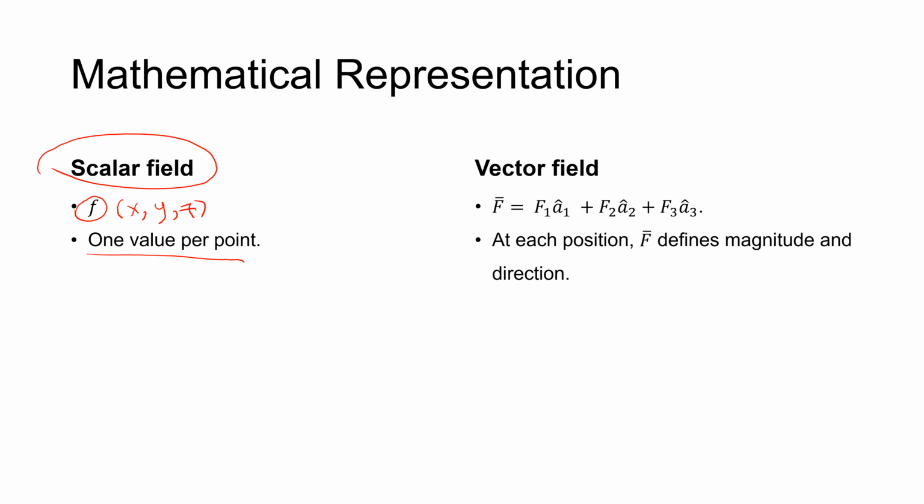On the contrary, the vector field is a function which has components in the three coordinates. Of course, depending on the coordinate system, a1, a2, a3 can be i, j, k, or rho, phi, and z, or r, theta, and phi. At the end, at each position, the vector field will be defined by a value of magnitude and a direction.